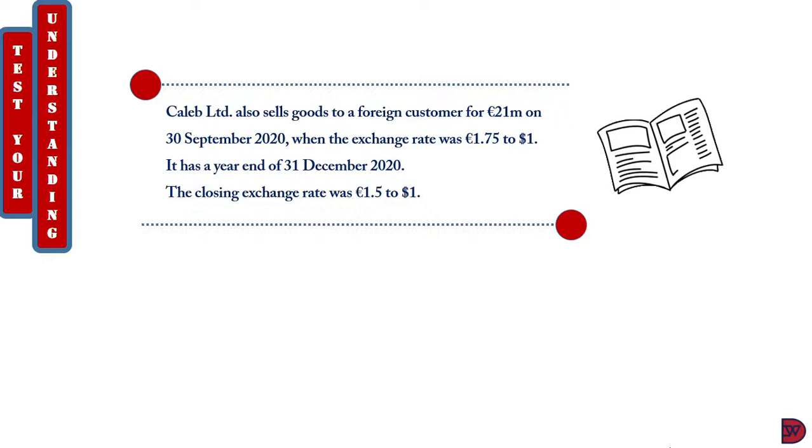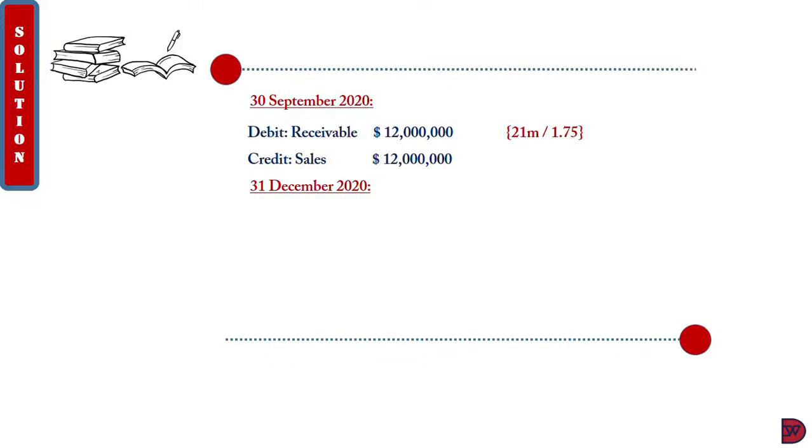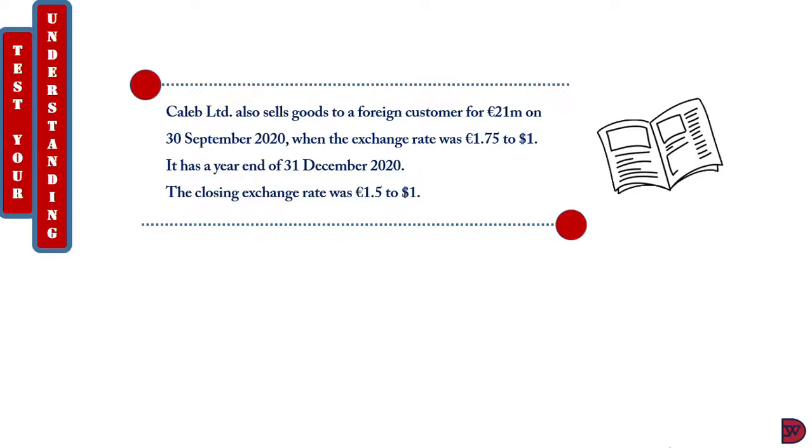Caleb Limited also sells goods to a foreign customer for 21 million euros on 30th September 2020, when the exchange rate was 1.75 euro to $1. It has a year end of 31st December 2020, so the closing exchange rate was 1.5 euros to $1. Let's work it out and see how it will be recorded in the financial statement.